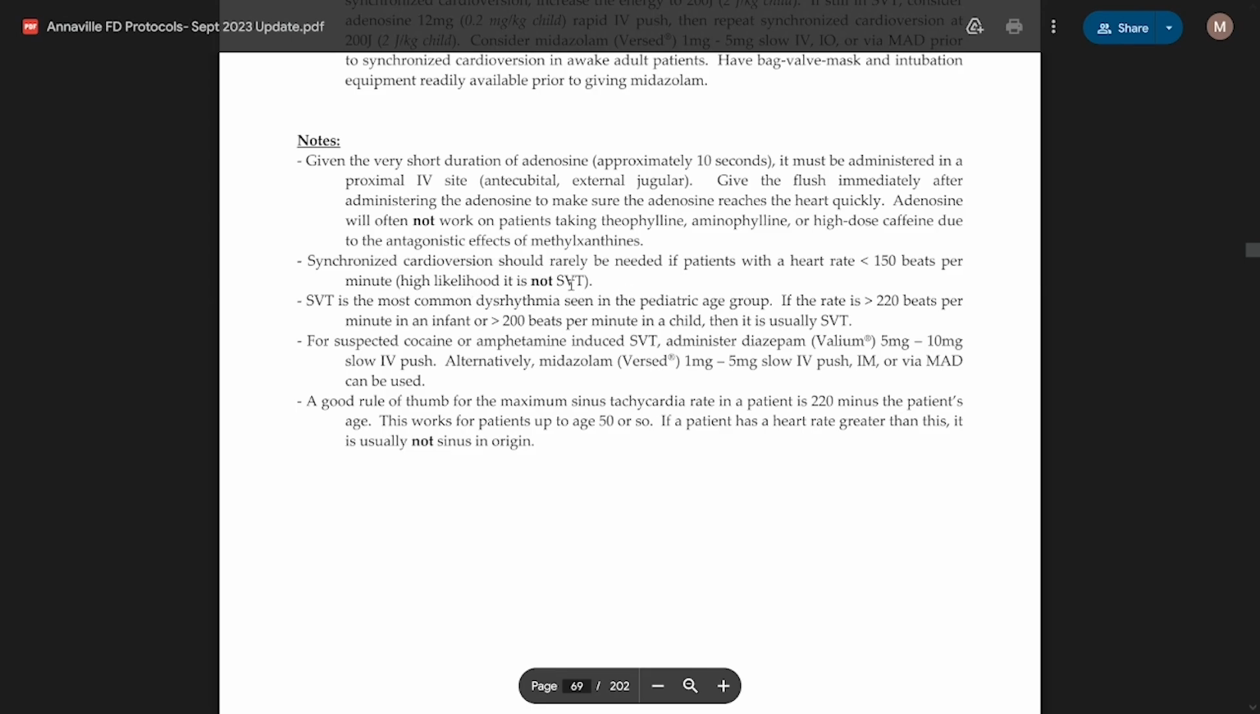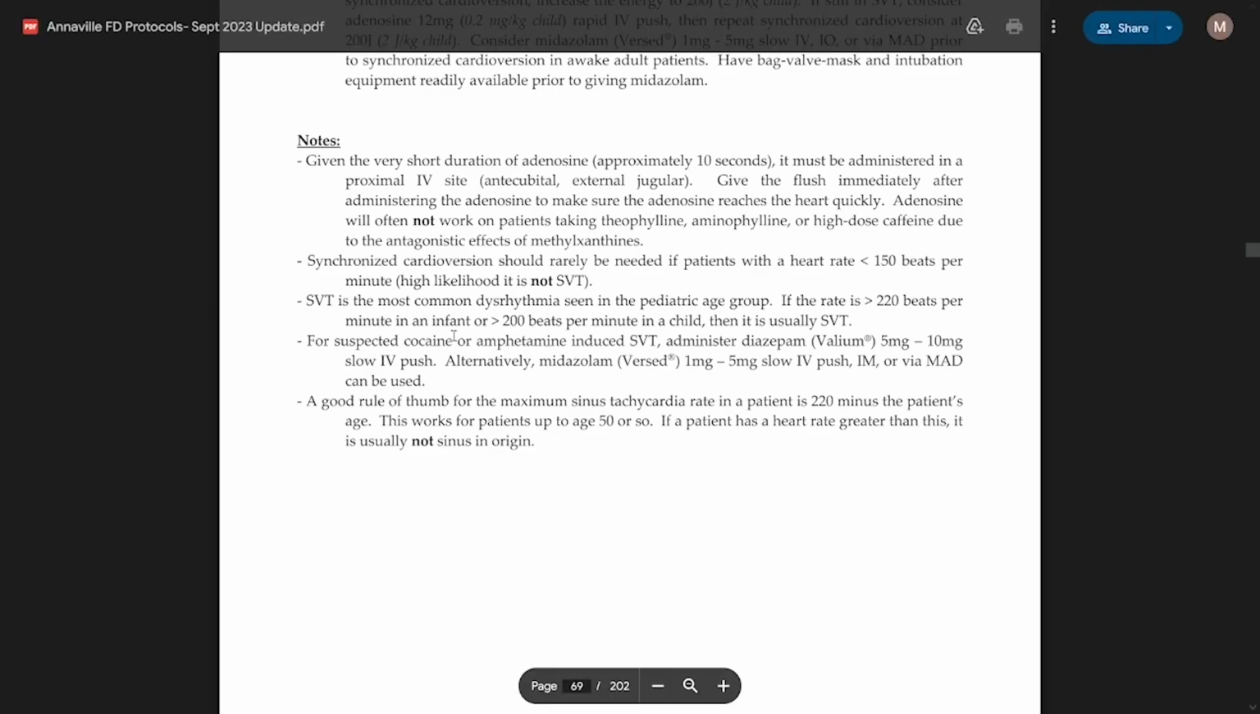There's a high likelihood that it's not SVT. SVT is the most common dysrhythmia seen in pediatric age groups. If the heart rate is greater than 220 beats per minute for an infant, or greater than 200 beats per minute in a child, then it is usually SVT.